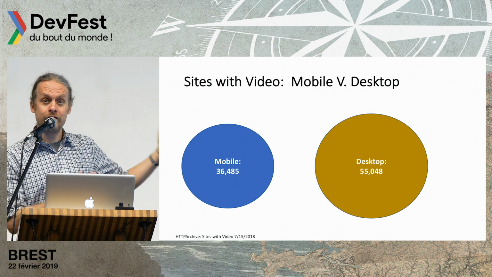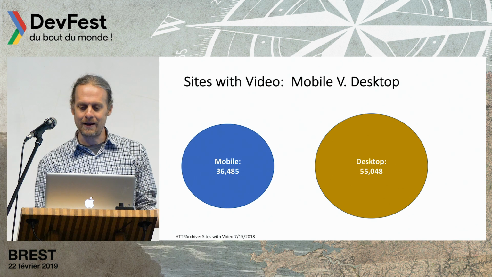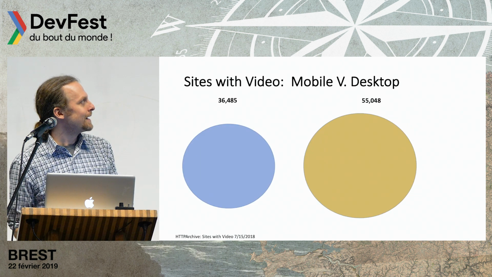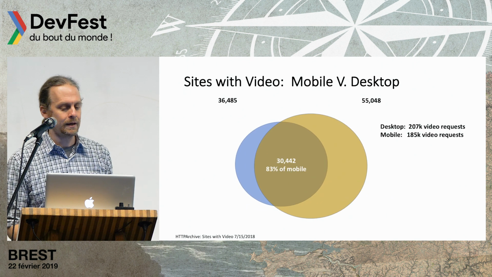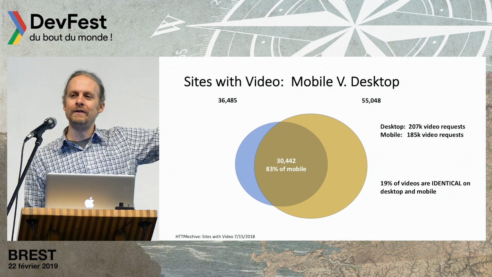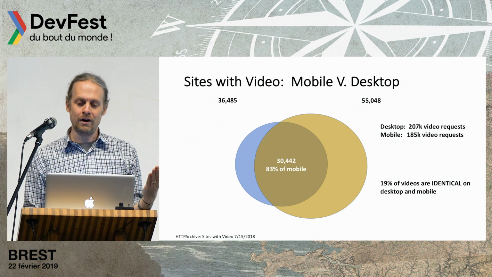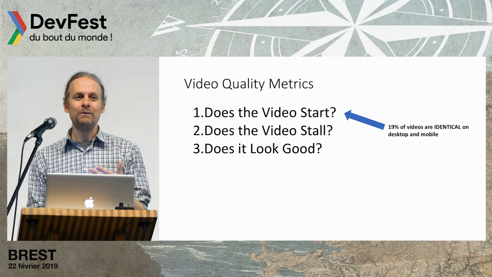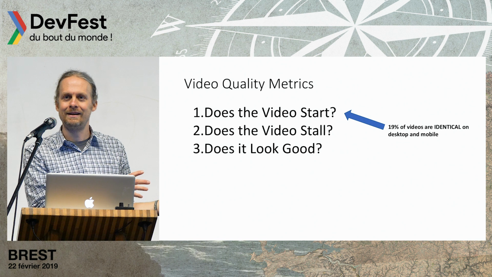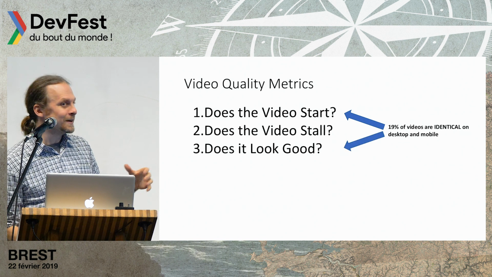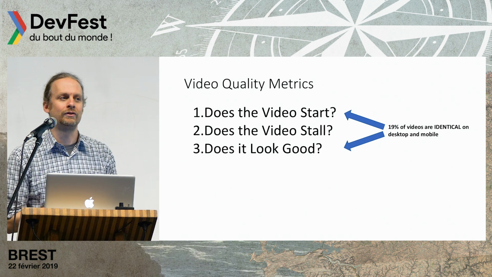When I looked back at the HTTP Archive, I found that there were 36,000 sites on mobile and 55,000 sites on desktop that had video. As you might imagine, there's a lot of overlap, about 30,000. But what was really interesting to me was that 19% of all of the videos are identical on the desktop and on mobile. So either they're serving really, really small videos optimized for mobile, so they start up really fast on the desktop. Probably not. Or they're serving really, really big videos to mobile devices, which means it's going to take a long time for those videos to start up.